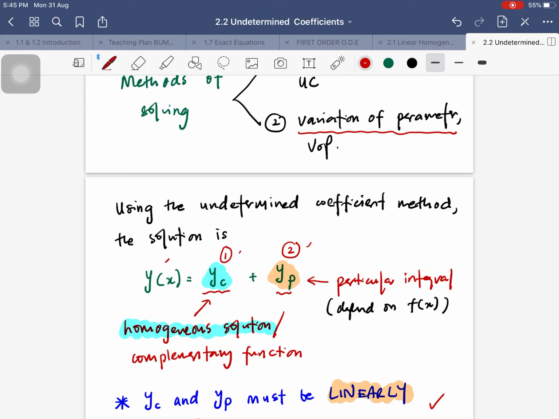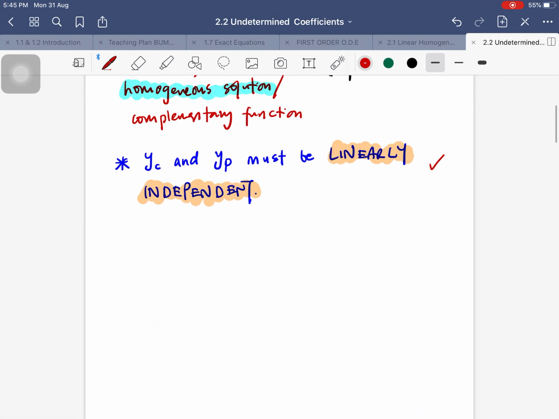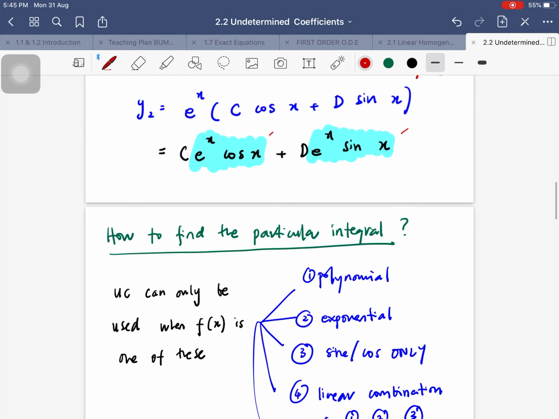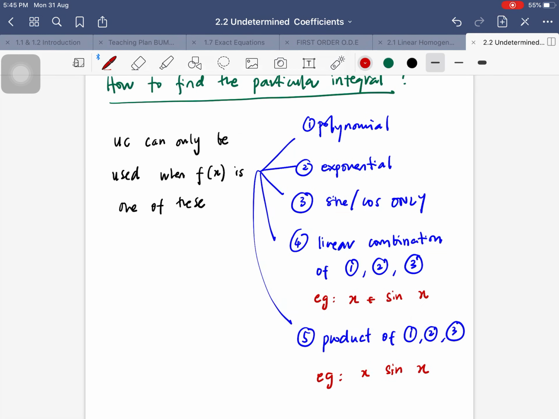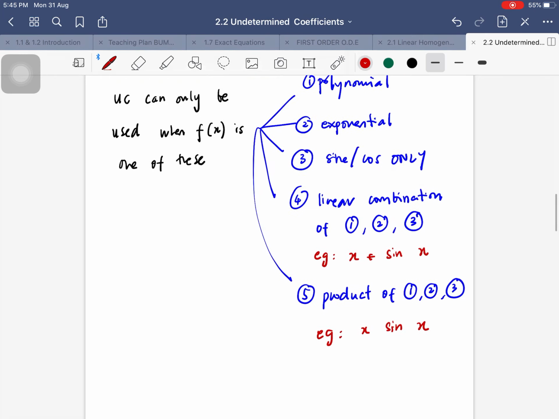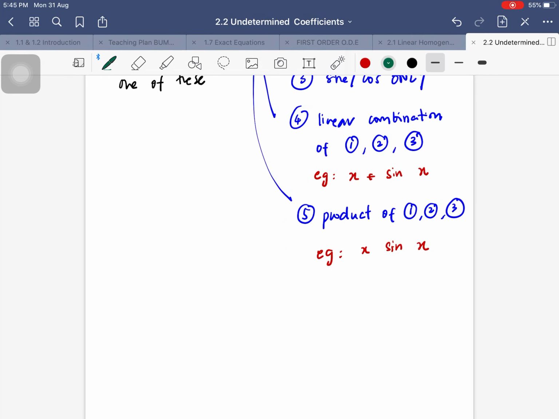Now, based on the function f of x, or f of t, or f of whatever variable that is, you have to come up with the particular integral. So how do you come up with it? The particular integral is going to depend on the function f of x that you have on the right hand side of the equation. Remember, the equation is of the form a y double prime plus b y prime plus c y equals the function f of x, and your function yp is going to depend on the function f of x on the right hand side.